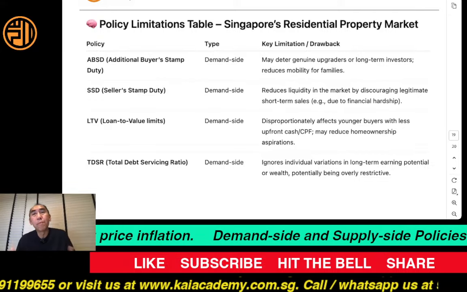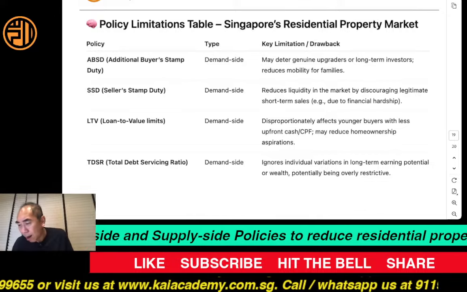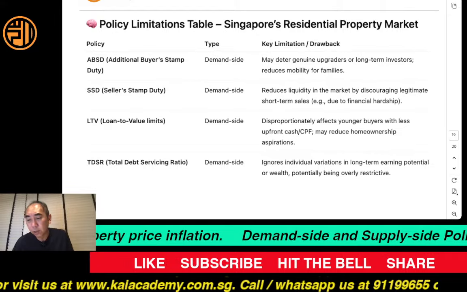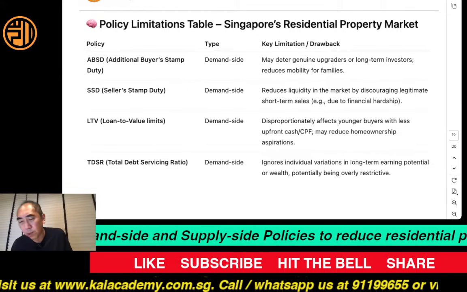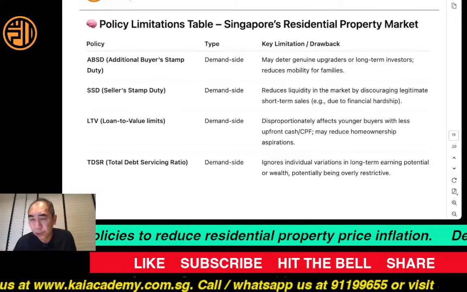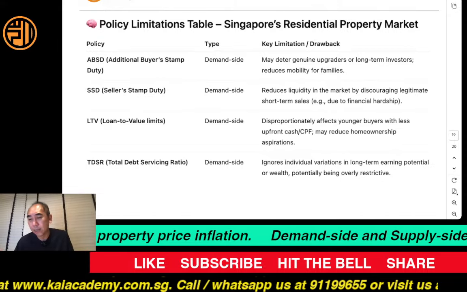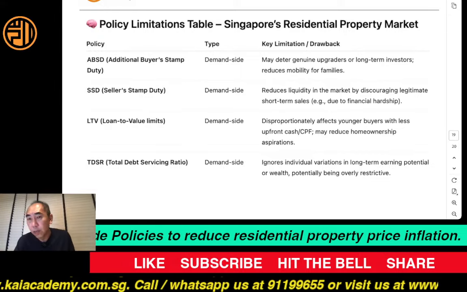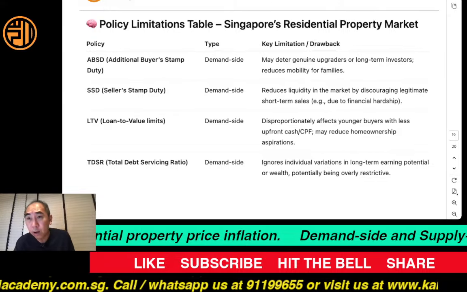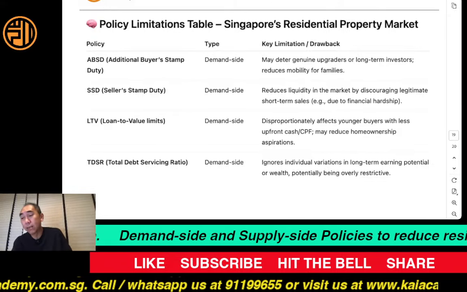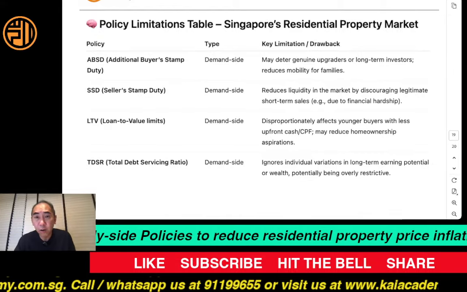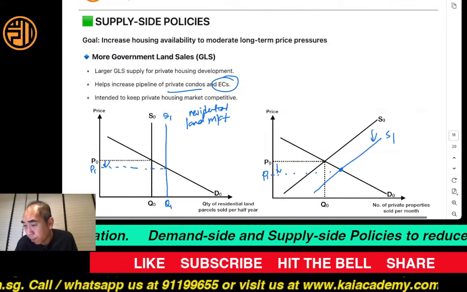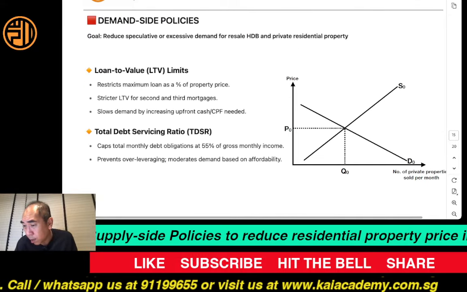So that also serves to dampen demand, right? TDSR is something similar, total debt servicing ratio. If you want to know more about it, please go and read up about this, Google this, or maybe if there's an opportunity, I'll do a video on YouTube or TikTok about what exactly is TDSR. But it's something you can easily find out, right? But do learn about the limitations of these policies and how we can use these limitations in our exams to answer the question.